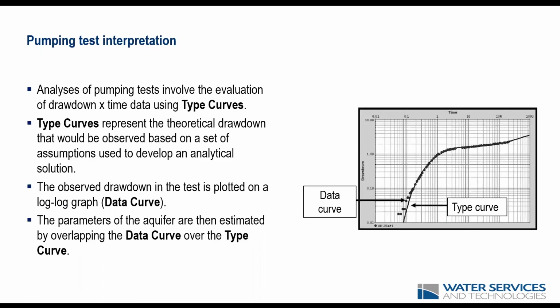So talking of pumping test interpretation, what we get from our pumping tests are what we call data curves or drawdown curves from the observation wells. And the analysis of a pumping test involves the assessment of these curves, which measure drawdown against time, using type curves. The type curves represent the theoretical drawdown that would be observed based on a set of assumptions used for any analytical solution. And what we do, we plot both curves in log-log charts, and then we do an overlap and try to get the best fit possible.